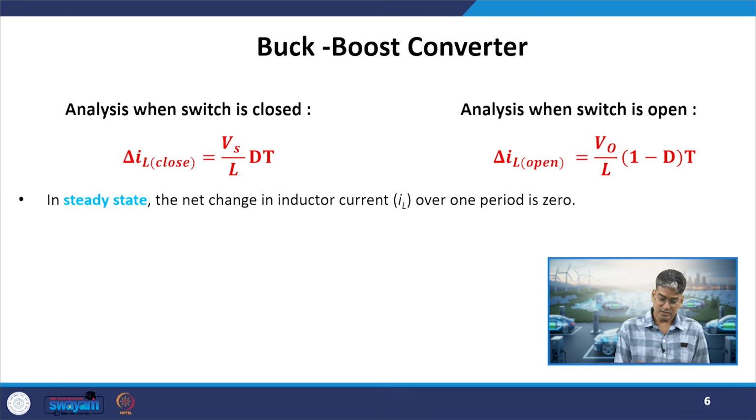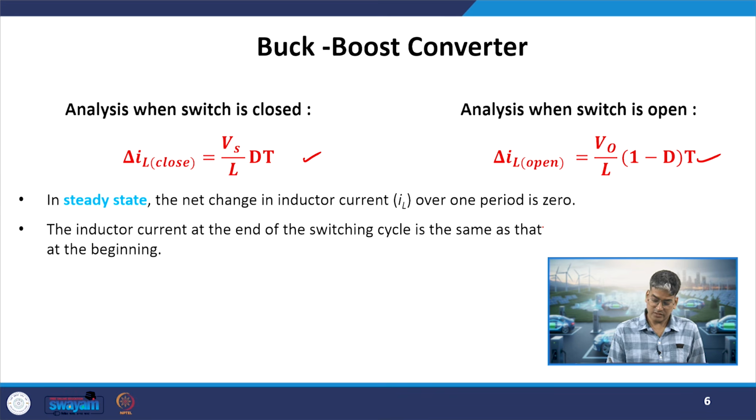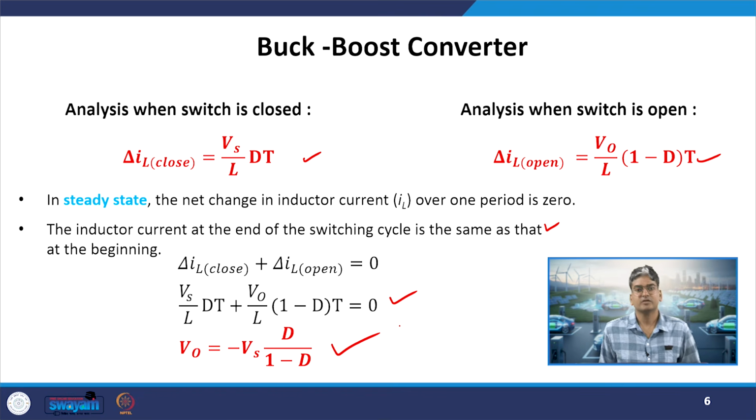So when I equate both of them, that is the change in inductor current when the switch was closed and the change in inductor current when the switch was open, we know that for steady state operation the change in inductor current must be 0, that is it should start from the same point at the start of every cycle. So when I add them and equate it to 0, we observed that the relation between input and output voltage was equal to minus Vs into D by (1 minus D).